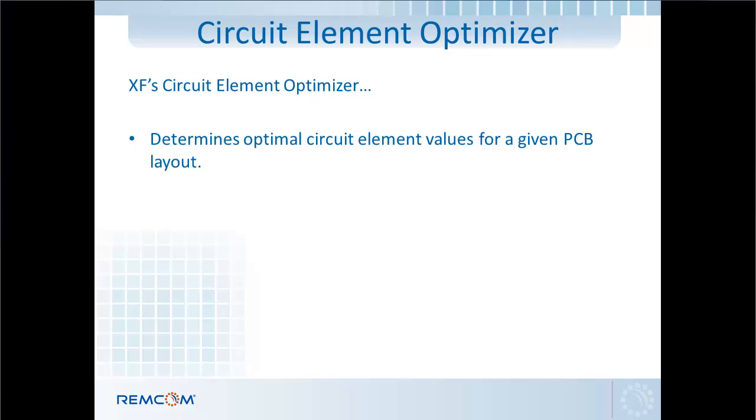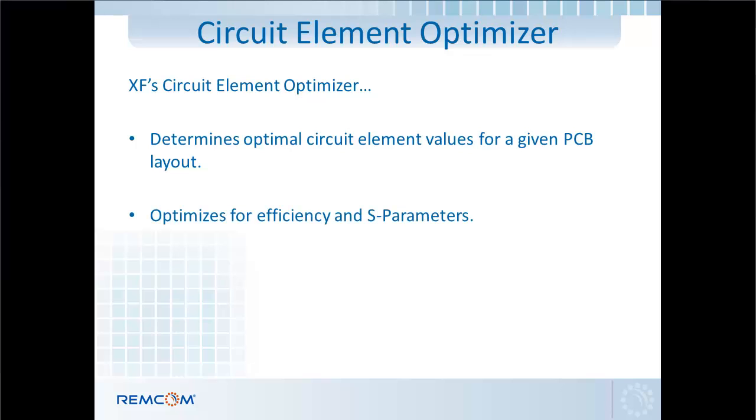The circuit element optimizer determines optimal circuit element values for a given PCB layout. And when I say a given PCB layout, I mean consider an antenna that's printed on a multi-layer PCB. You have the ground planes and substrate for the antenna, but you also have all the little copper traces that comprise the matching network. And so what the circuit element optimizer does is it determines what the values for the inductors or the capacitors should be, given all of the copper traces in the matching network and the antenna.